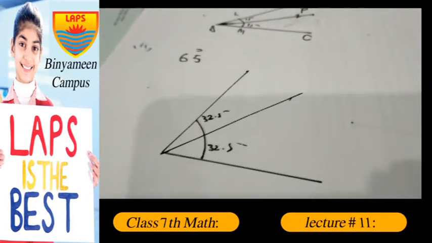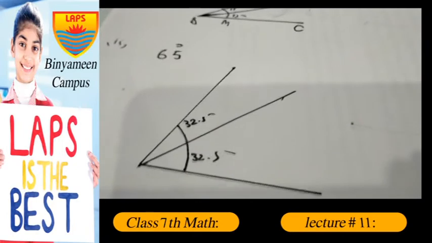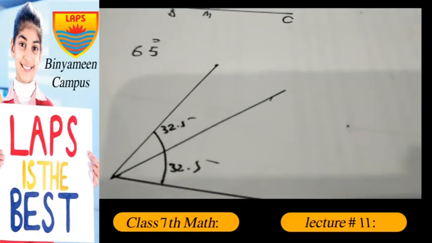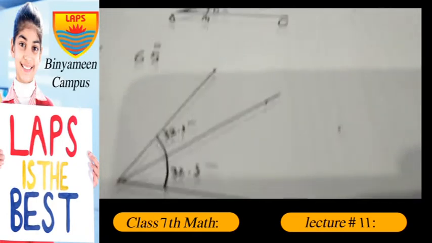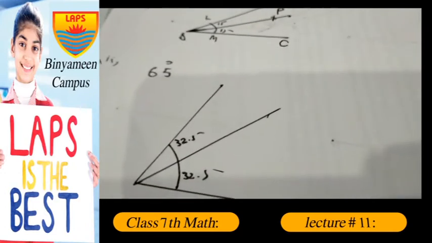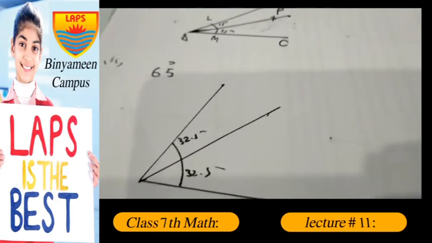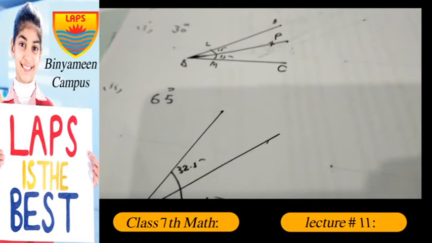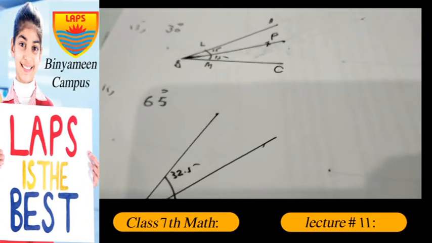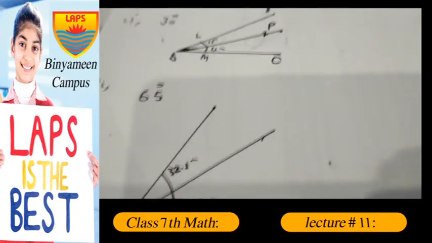All other examples you can draw like that and write the suitable steps for all examples. Bisect the following angles: 30°, 65, 130°, 72 and 150 with the help of protractor, not using the compass.